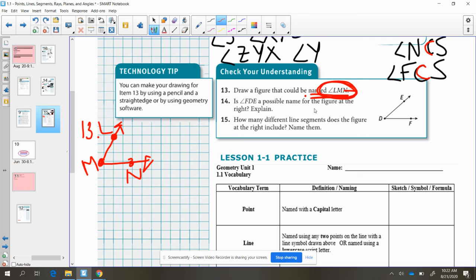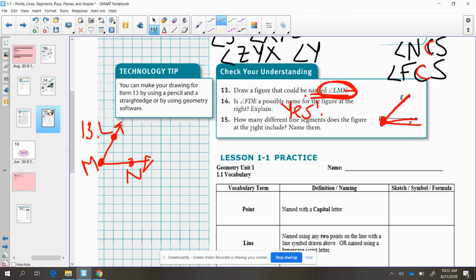Now, in number 14 is angle FDE a possible name for the figure to the right? The answer is yes here, okay, because FDE is appropriate. D is our vertex, and it's in the middle of our naming. Very, very important that you make this angle sign in front so we know you're talking about an angle and not a plane.